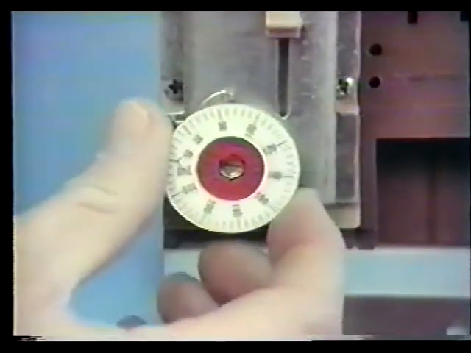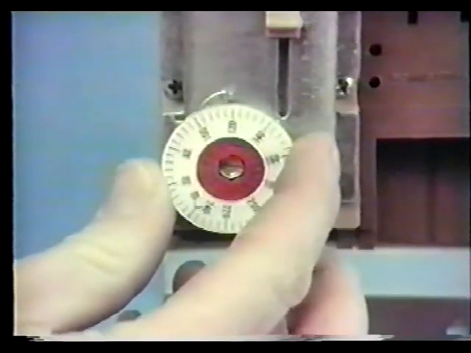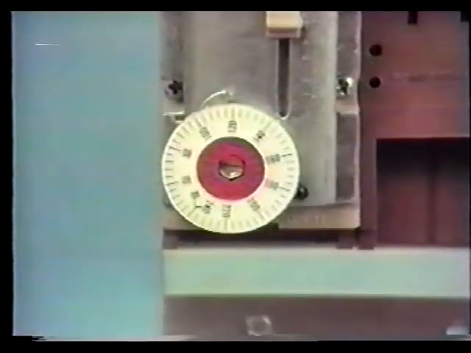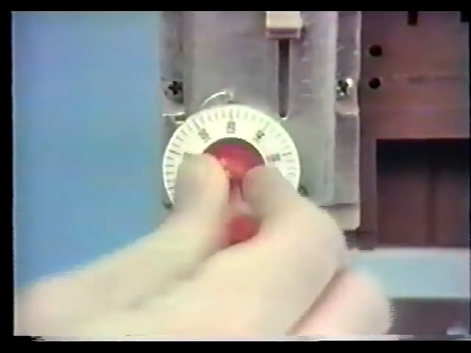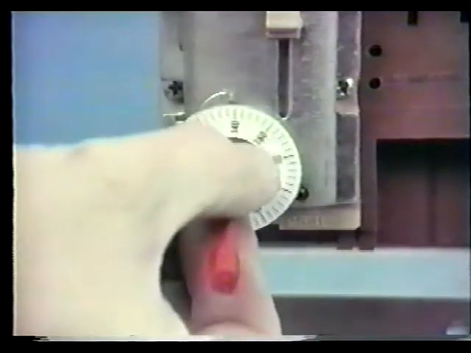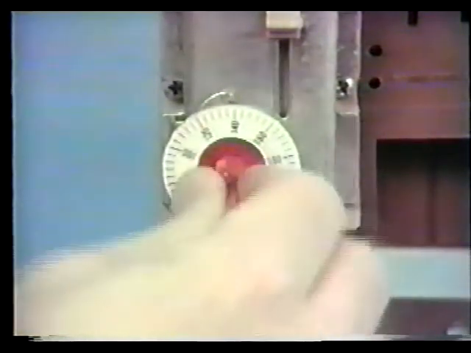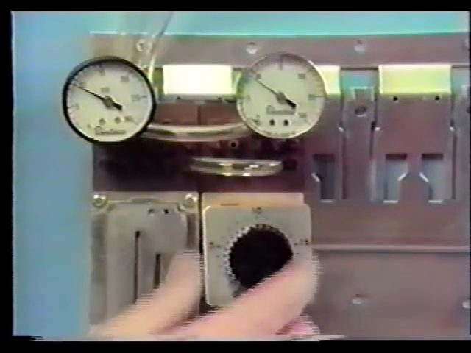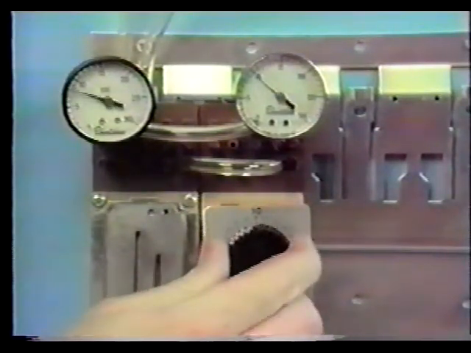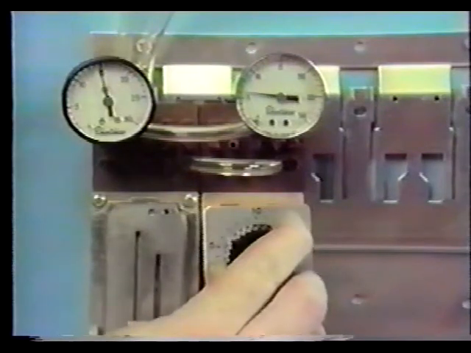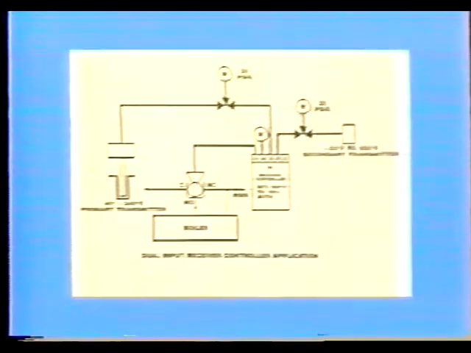Adjust the control point scale to match the calibration point by lifting the ring and turning it to match the input from the primary transmitter. Adjust the control point scale to indicate the desired set point by turning the control point adjustment with the calibration tool. An increase in pressure on the CPA port will increase the set point, and a decrease will decrease the set point. This example illustrates the dual input receiver controller piping.